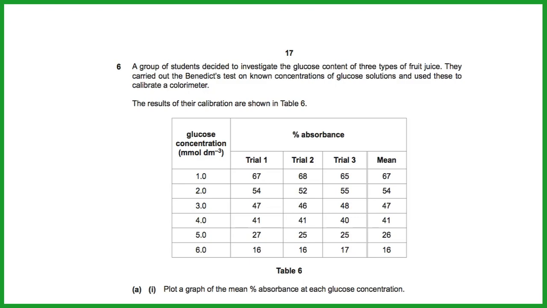A group of students decided to investigate the glucose content of 3 types of fruit juice. They carried out the Benedict's test on known concentrations of glucose solutions and used these to calibrate a colorimeter. Now this is known as producing a calibration curve, and you're then going to use that to test the absorbance in the fruit juices and then be able to read off that curve the concentration of the glucose solution.